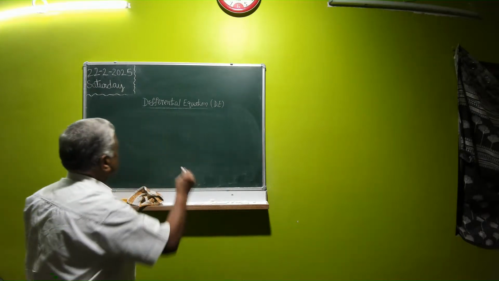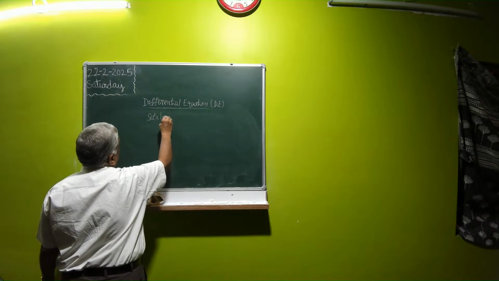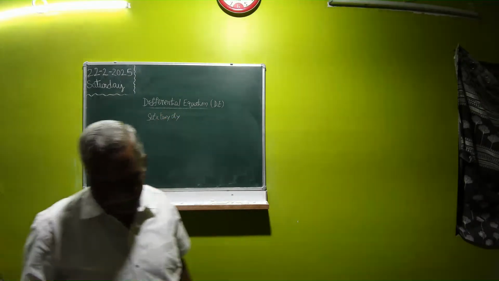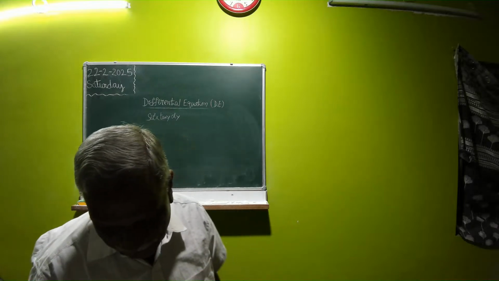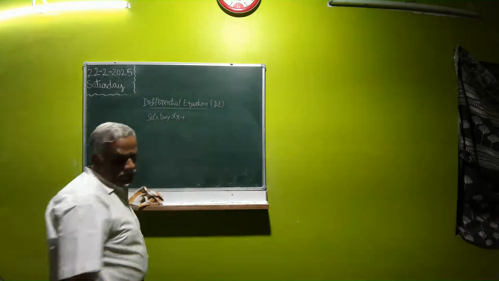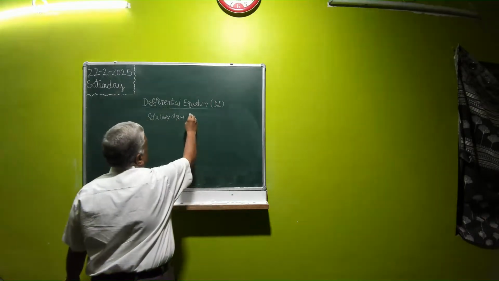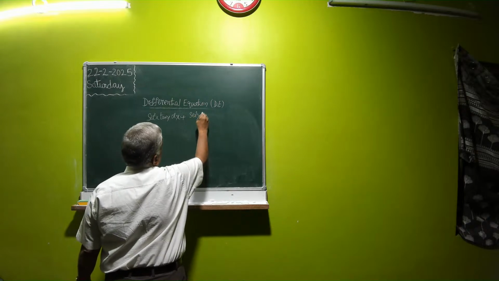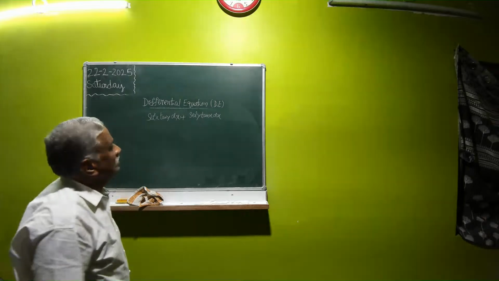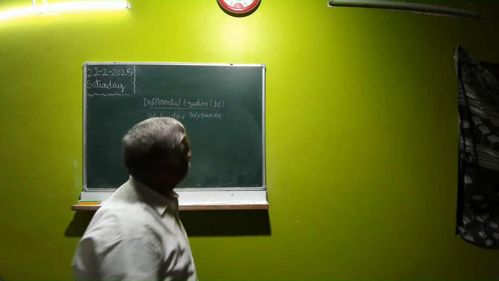Secant square x tan y dy, plus secant square y tan x dx is equal to 0.